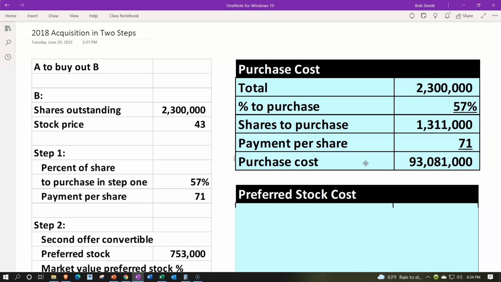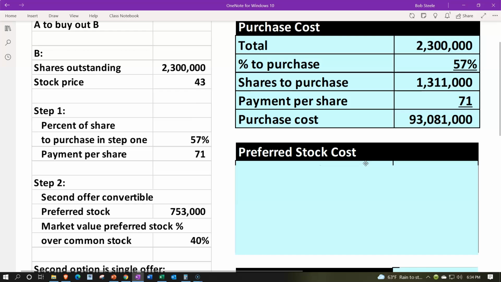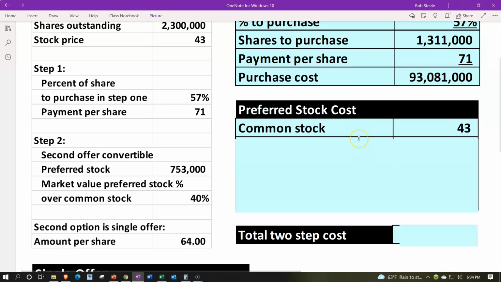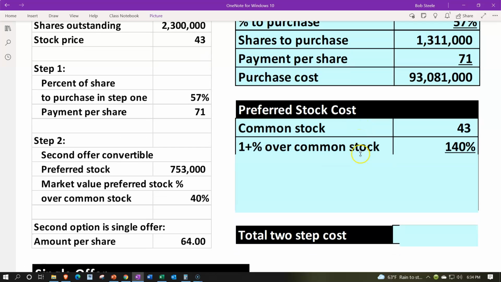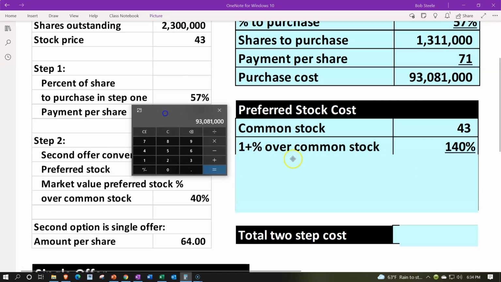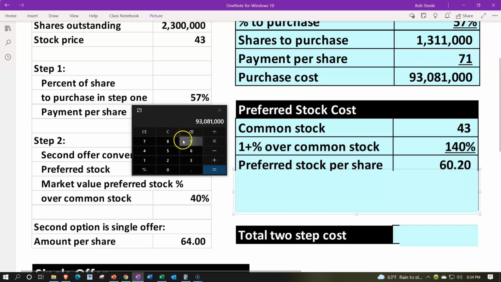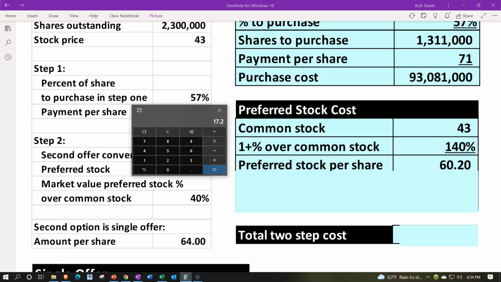That would cost 93,081,000. Then in step 2, we have the common stock at 43, and the preferred stock we're going to issue, which we said was 40% over the common stock price. We can calculate that a few different ways. We could take the 43 times the 0.4, which is the premium, plus the 43. That would give us 60.2.